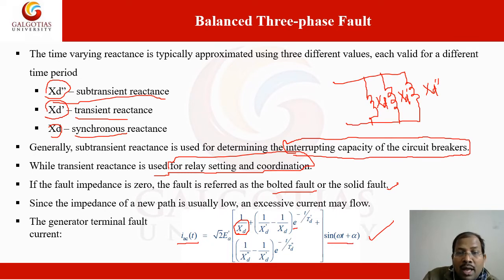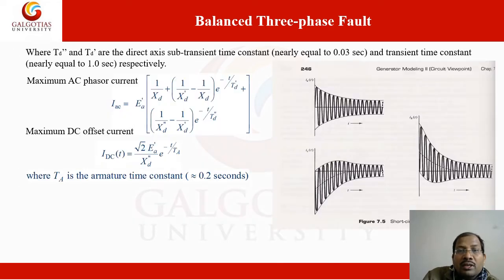Here I am not going to derive it. So this is the nature of the fault currents. When we see it in the form of a curve, XD double dash and XD dash are the direct axis subtransient and transient reactances. Their range: the subtransient is about 0.03 seconds, while the transient is about 1 second. When we calculate the maximum AC phase current, we take the RMS value divided by root 2, and we get this form.